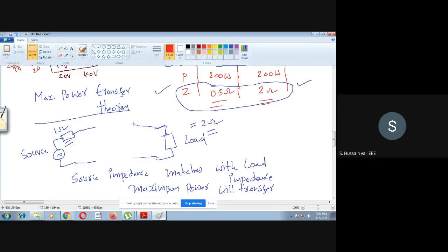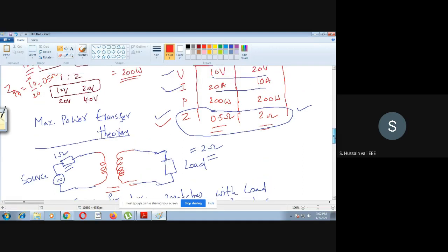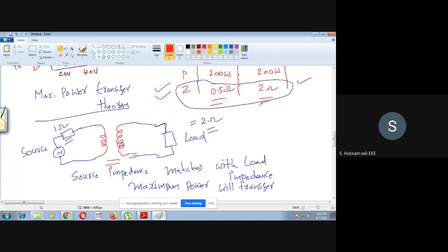So let me connect a transformer here between these two. Just now we have seen that the transformer can change the impedance between the primary and secondary, like in the previous example. So when it can change the impedance, we will design the transformer in such a way that this impedance will be equal to this impedance when you transfer it to the primary side.